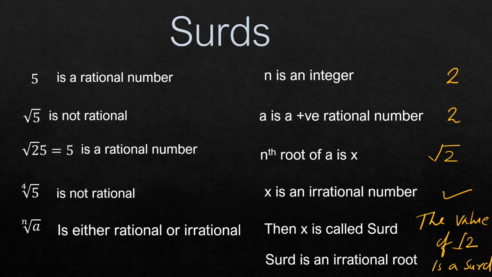certain terms. That means nth root of a is equal to x, and if this x answer, when we found, happens to be an irrational number, we call nth root of a a surd. This is the concept. Clear?